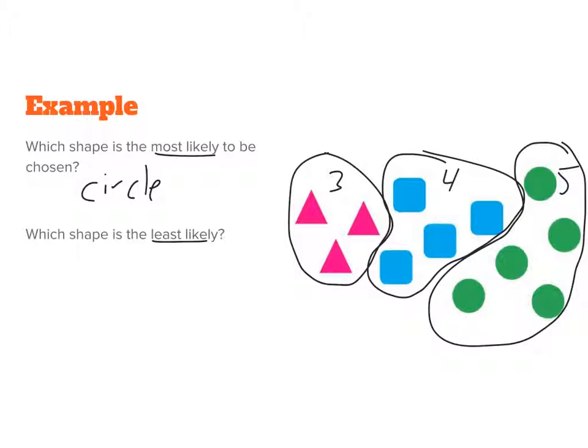Least likely is going to have the smallest number of choices to choose from. In that case, it's going to be triangle, because there are only 3 triangles compared to 4 squares and 5 circles.